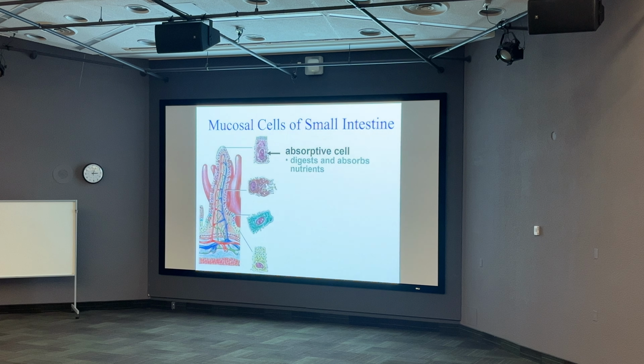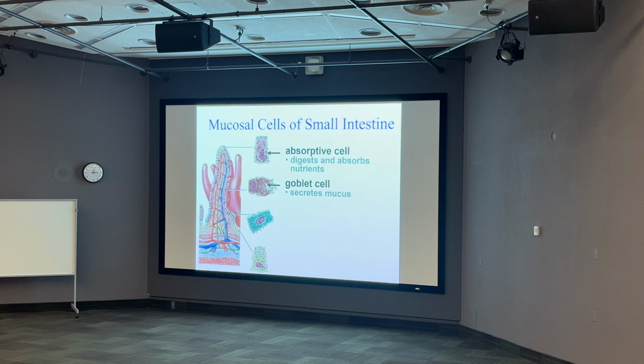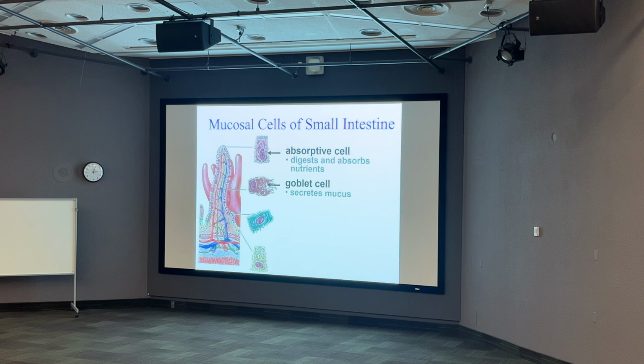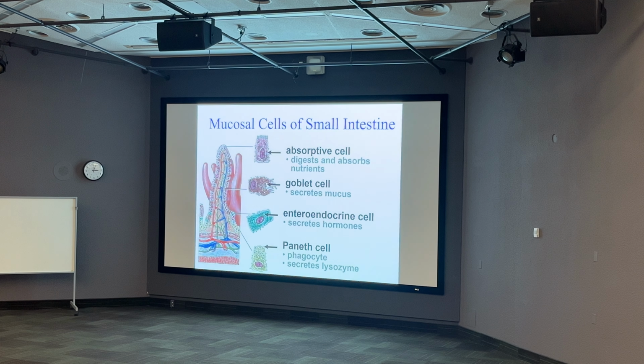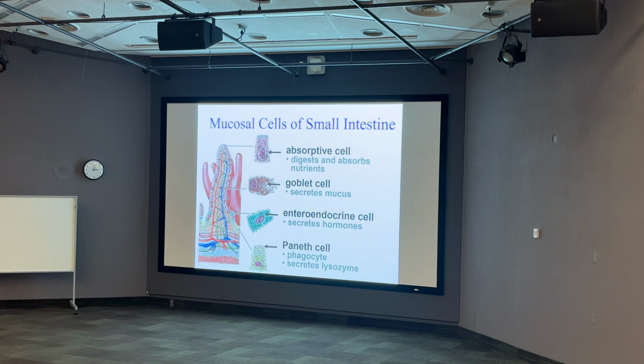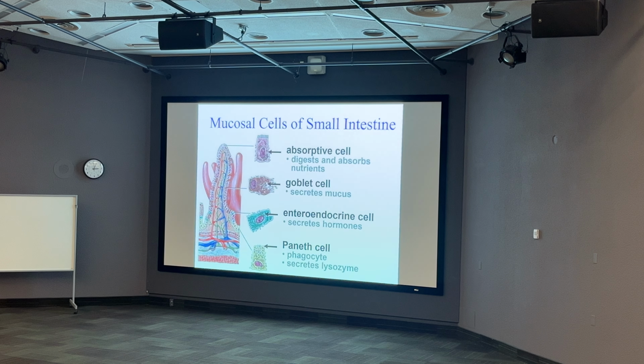But we have a couple of other cells that also make up the lining of the small intestine. We have goblet cells. We've seen these before. This is a mucous membrane, so we're going to see that there is mucus that's going to be produced and secreted into the lumen of the small intestine. We see that there's going to be our enteroendocrine cells. Hey, what do these enteroendocrine cells produce? Hormones, because that's what it says there, but which hormones?